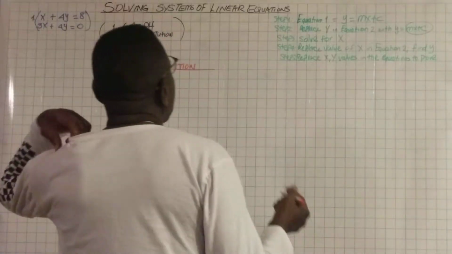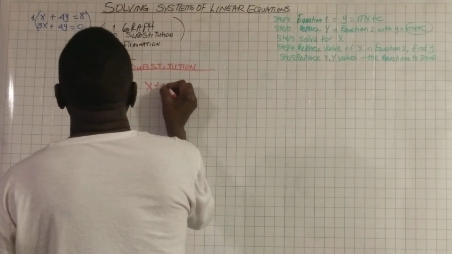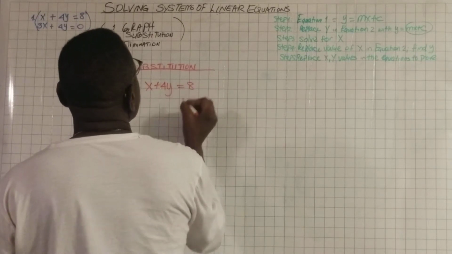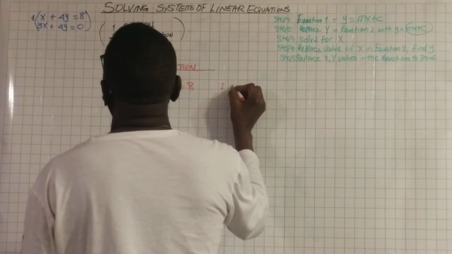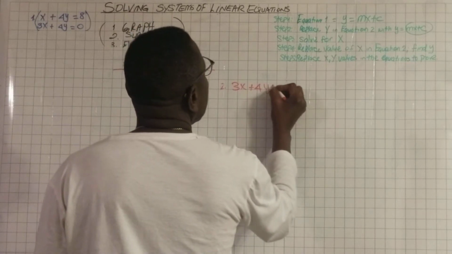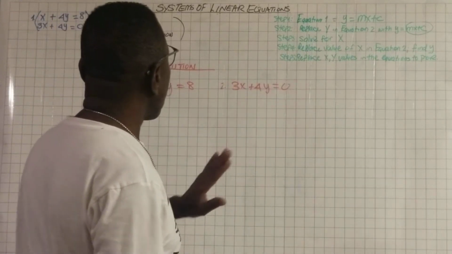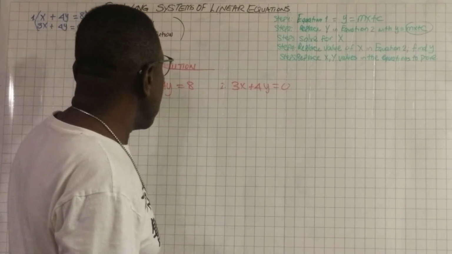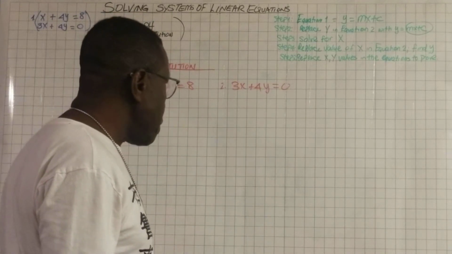Here's the equation. x plus 4y is equal to 8. That's equation 1. Equation 2, 3x plus 4y is equal to 0. So let's find the solution to these two equations. We used these equations before and found it when we used graph. So let's see, can we find the same solution to the equation using substitution?